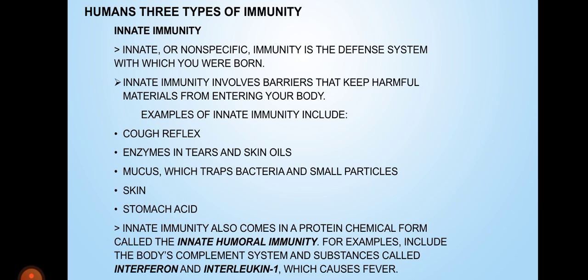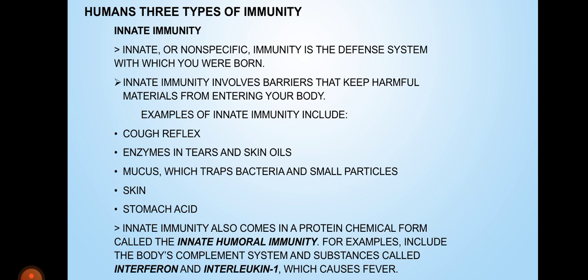Humans have three types of immunity: the innate, adaptive, and passive immunity. Let's begin with innate or non-specific immunity, the defense system with which you were born. It protects you against all antigens. Innate immunity involves barriers that keep harmful materials from entering your body, and these barriers form the first line of defense in the immune response.